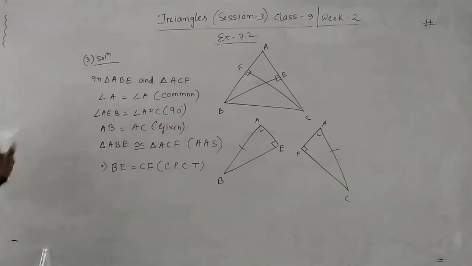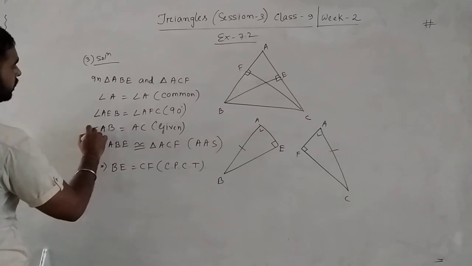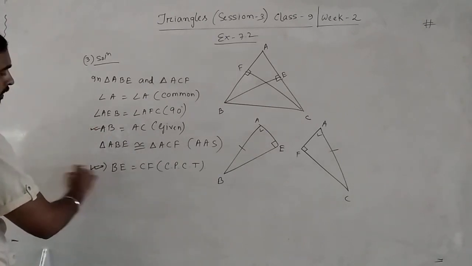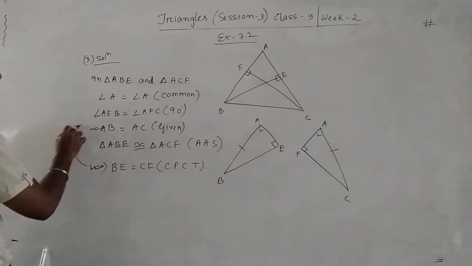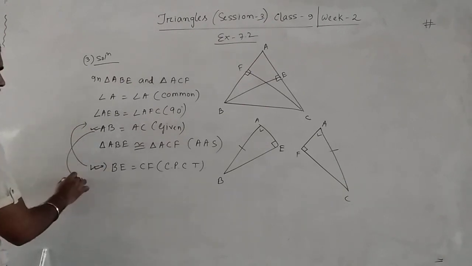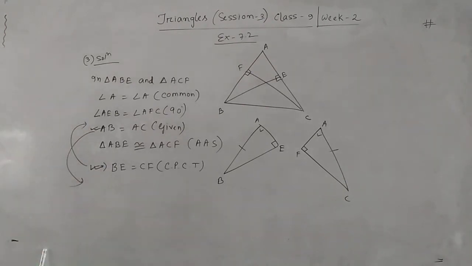Question number 3 and question number 4 are homework, but question number 4 is the same as question number 3. Now what is the difference? In question number 3 this is equal, given, and we will prove these are equal. In question number 4 this is equal, given, and we will prove this equals this. That is the difference between question 3 and 4.